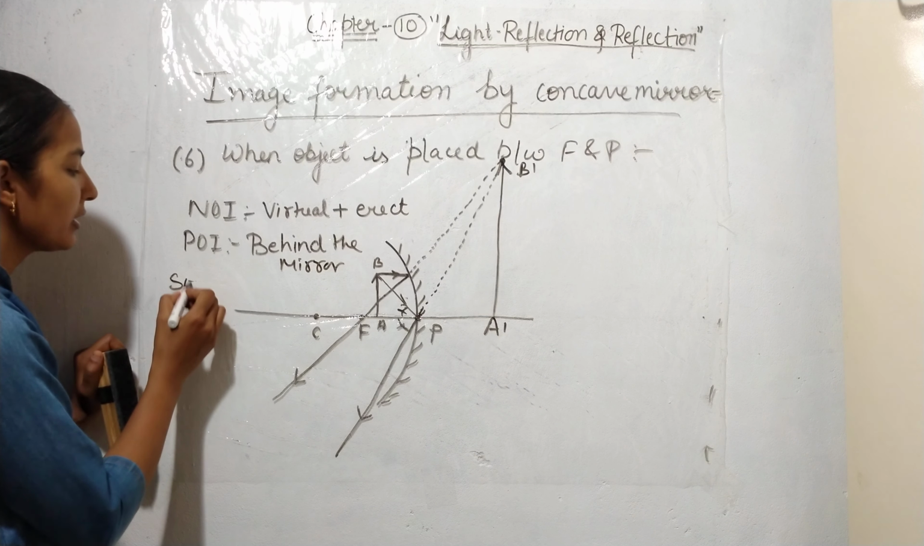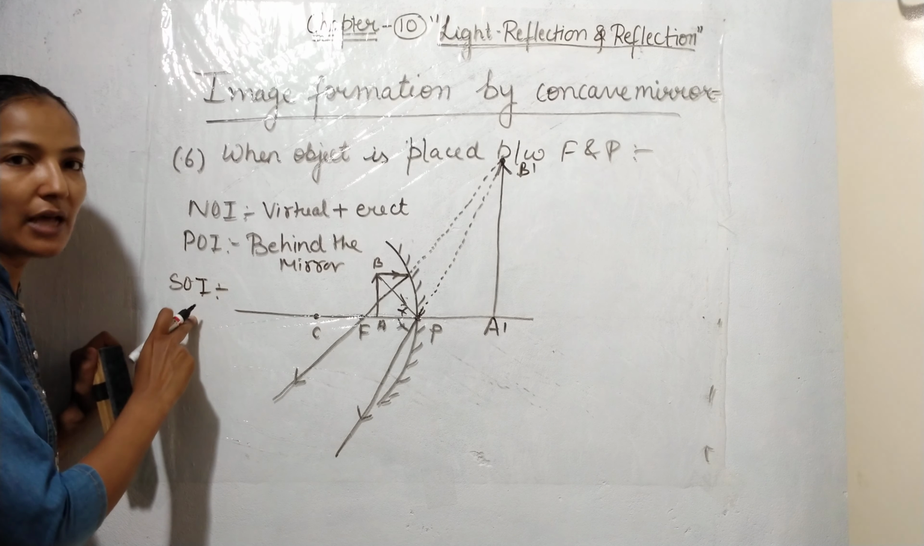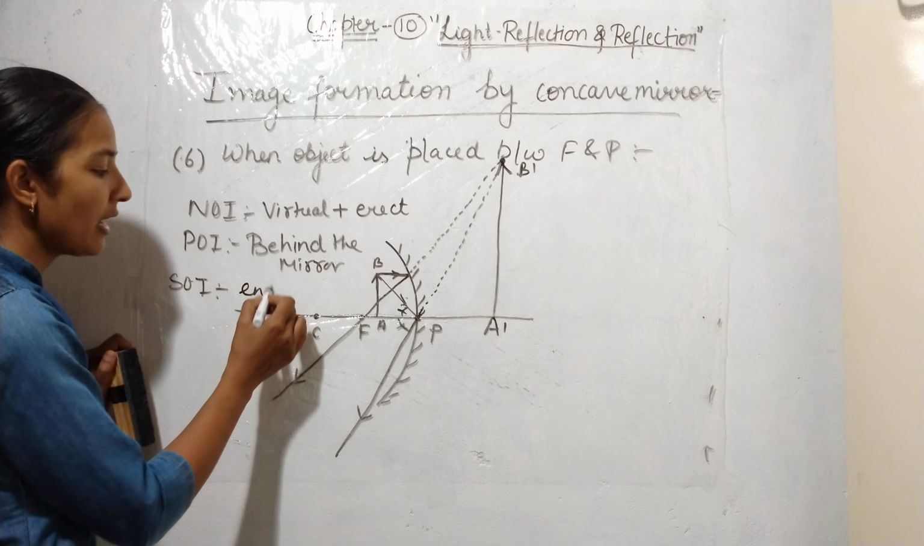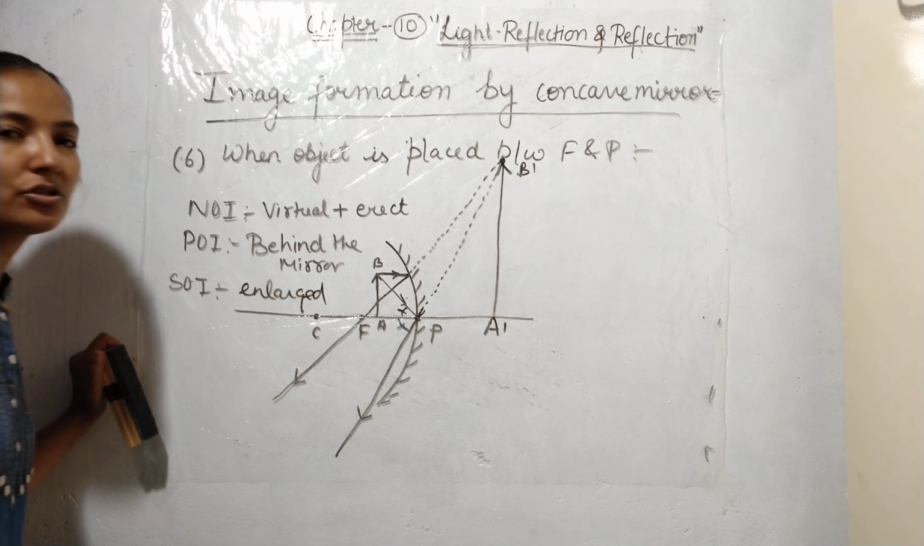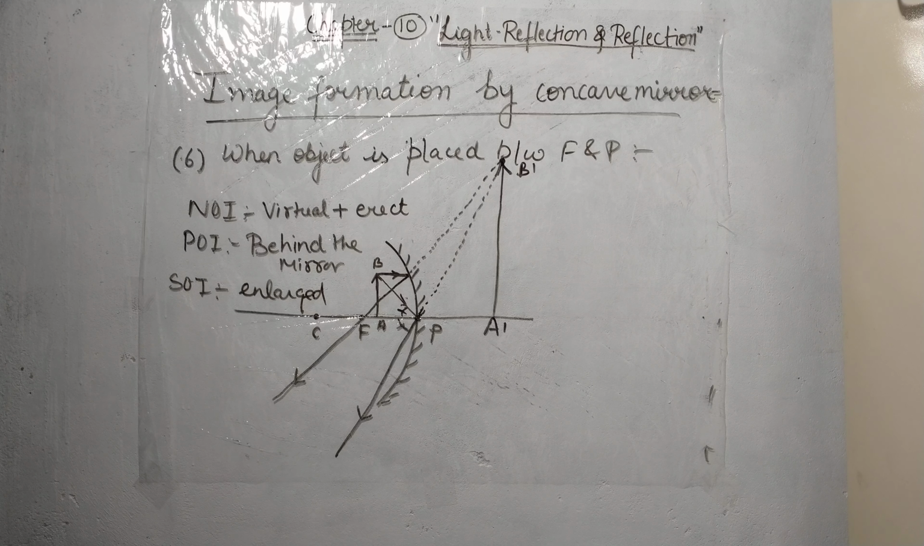And third, what is the size of image? The size of image is enlarged, meaning it is large sized as compared to the size of the object. Okay, so these are the six ray diagrams regarding the formation of image by a concave mirror.